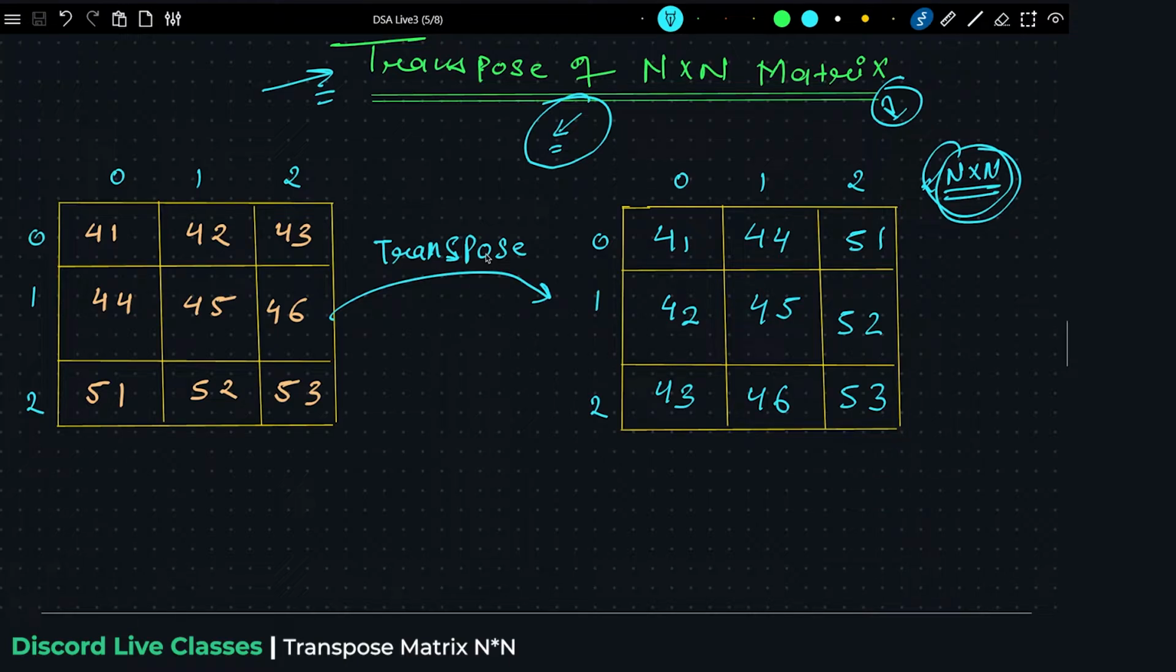Before going to say anything on this, just tell me one thing. What would happen if I implement the same algorithm of m cross n transpose matrix to solve this n cross n transpose matrix problem? I'm saying, what would happen if I implement the same algorithm for the m cross n transpose matrix problem to solve that n cross n transpose matrix problem? What would be the case?